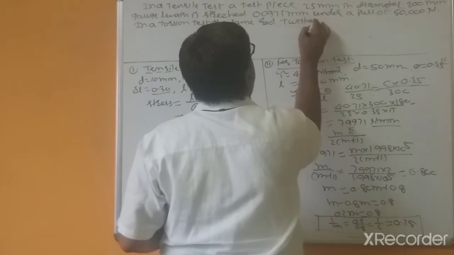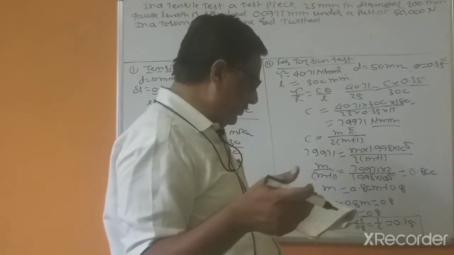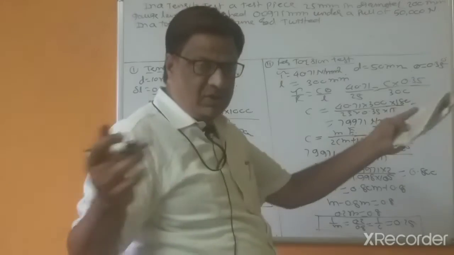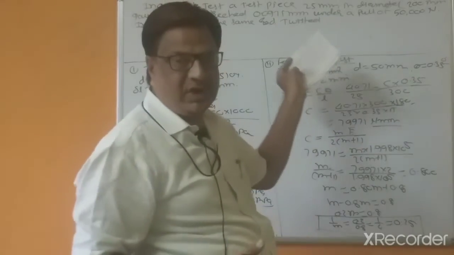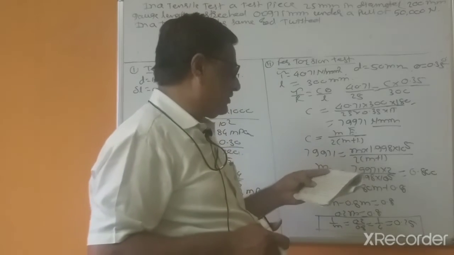twisted. Same rod means actually this is the part of the rod. So same rod, what may be the application, means from that rod. Suppose this is the total length of the rod. So half portion is used for the tensile test, and the remaining rod can be used for the torsion test.